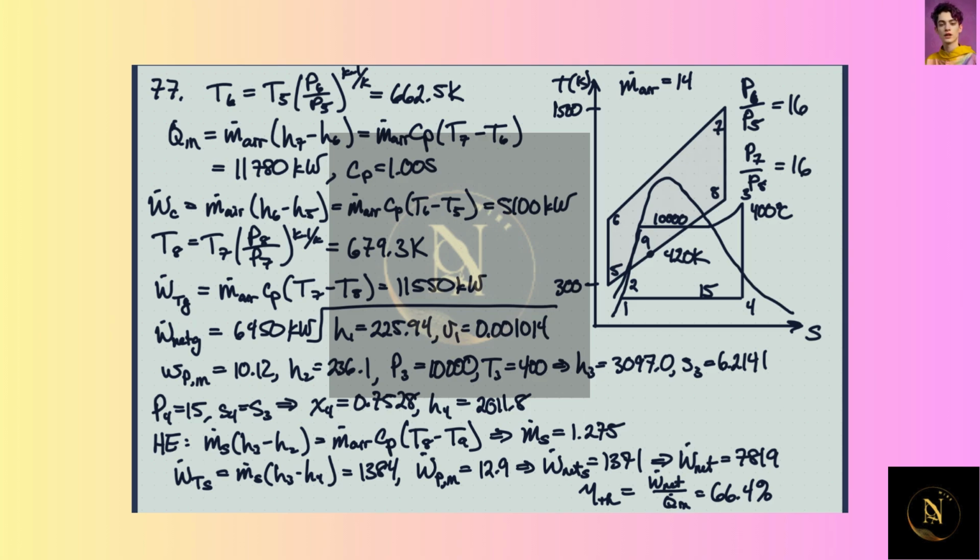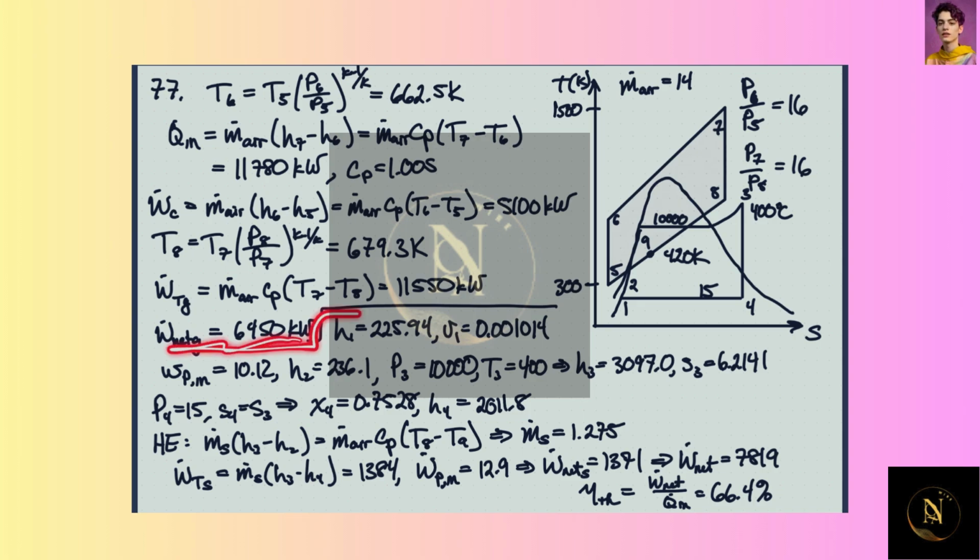Now we're going to move on. Oh, so then we can get the net work out of the gas cycle. So that's this minus this. So basically running the compressor from the turbine. So we're siphoning off this amount. So we wind up with about 6.45 megawatts.